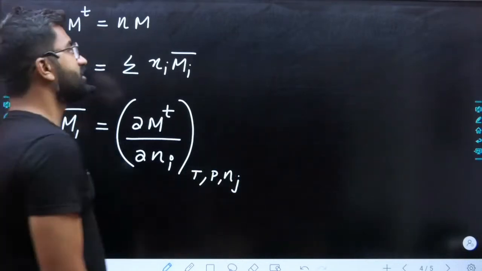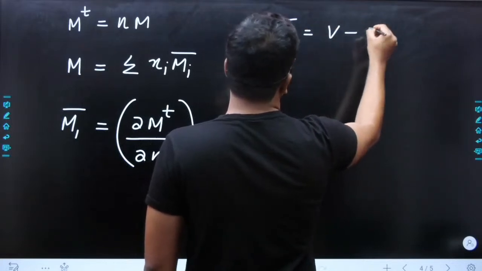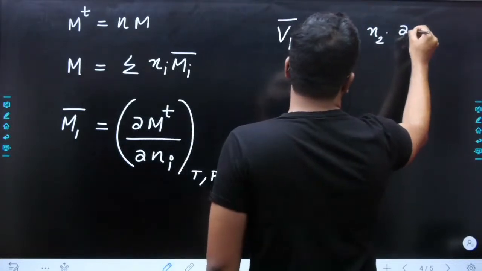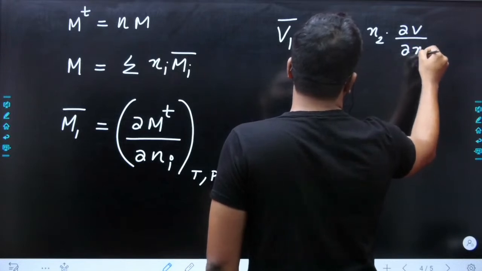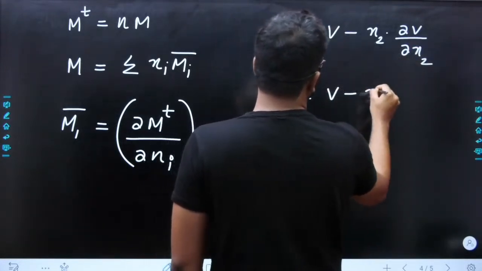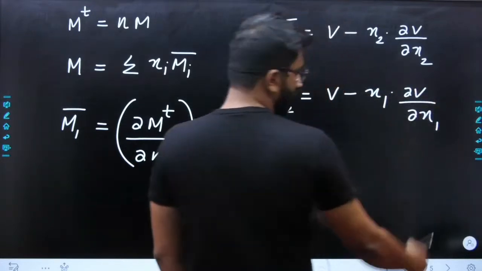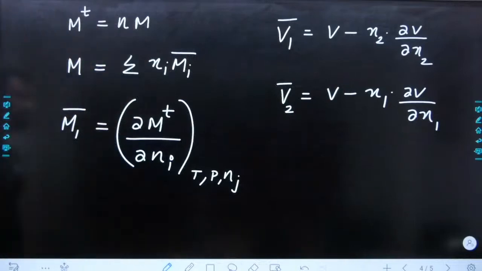So any partial molar property, if they are asking you to find V1 bar, it will be V minus x2 into dou V by dou x2. V2 bar is V minus x1 into dou V by dou x1. So these two equations need to be remembered.